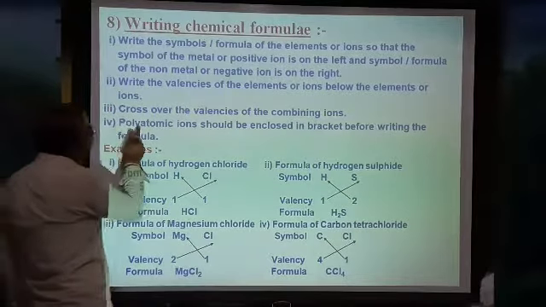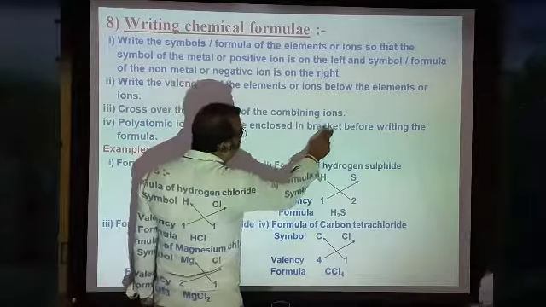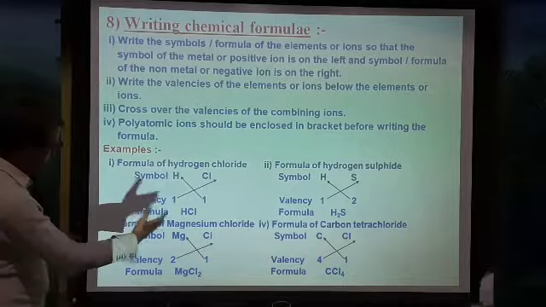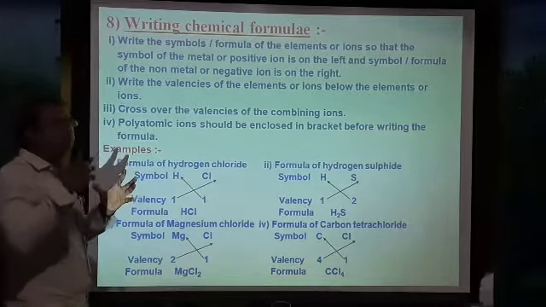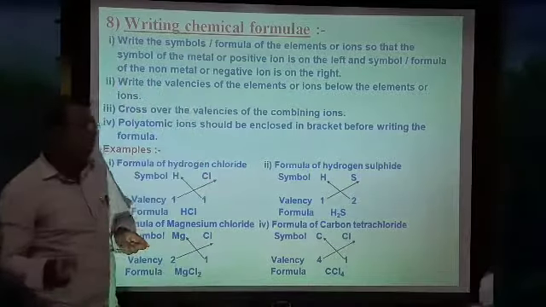The fourth rule: polyatomic ions should be enclosed in brackets before writing the formula. Polyatomic ions we will see next. So if many ions are contained together, we should write them in a bracket.